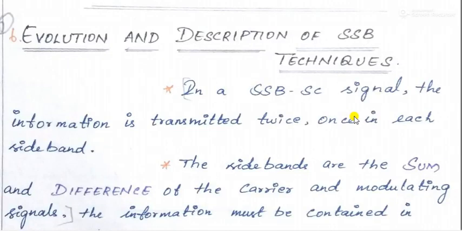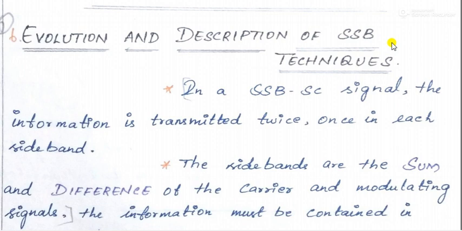Hello students, now we are going to see about evaluation and description of single sideband techniques. In general, amplitude modulation has two techniques. One is double sideband suppressed carrier AM and the second one is single sideband suppressed carrier AM. Now we are going to see about single sideband suppressed carrier AM. In single sideband suppressed carrier AM, one sideband may be suppressed. The remaining sideband is called a single sideband suppressed carrier.